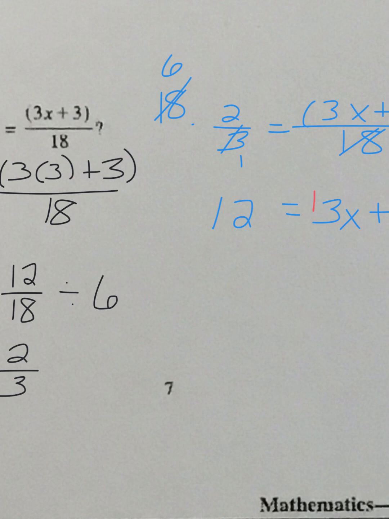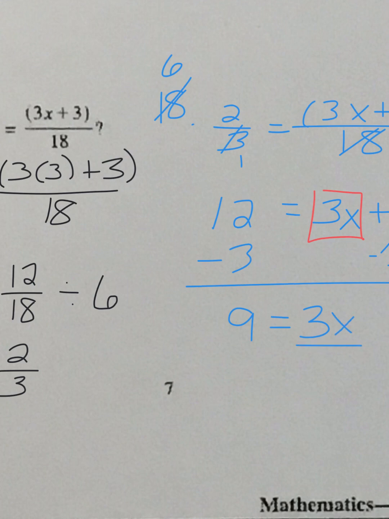Now, does it look like something I can solve? Yes. So we want to get 3x by itself. What do I do first? Minus 3. Yeah. So I get 9 equals 3x. Last step, divide by 3. Did we get the same answer?